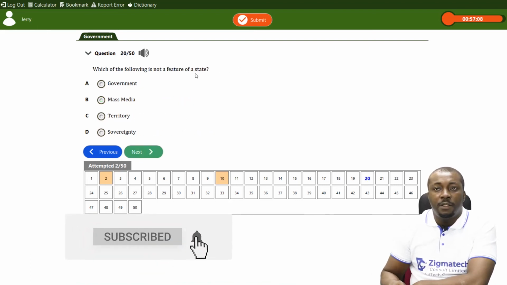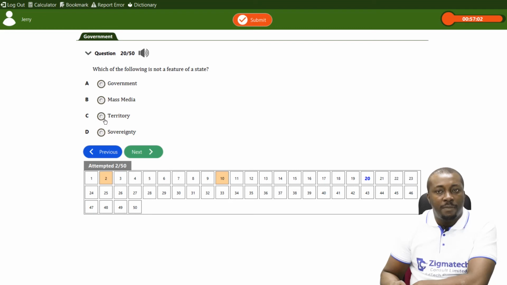Now, which of the following is not a feature of a state? We talked about government as a feature of a state. We talked about territory as a feature of a state. We talked about sovereignty. We didn't talk about mass media. That's the answer.